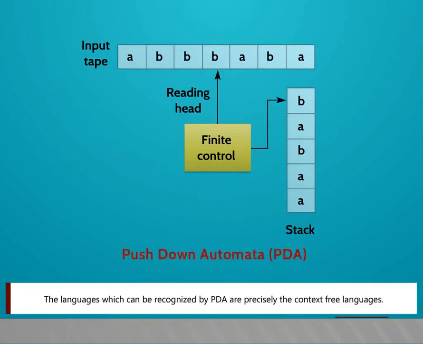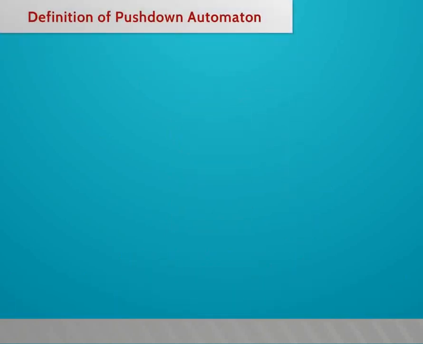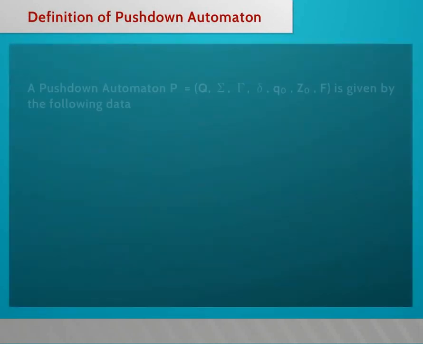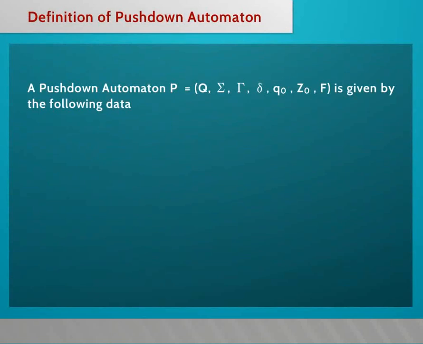The languages which can be recognized by PDA are precisely the context-free languages. Definition of pushdown automaton. A pushdown automaton P = (Q, Σ, Γ, δ, q0, Z0, F) is given by the following data.